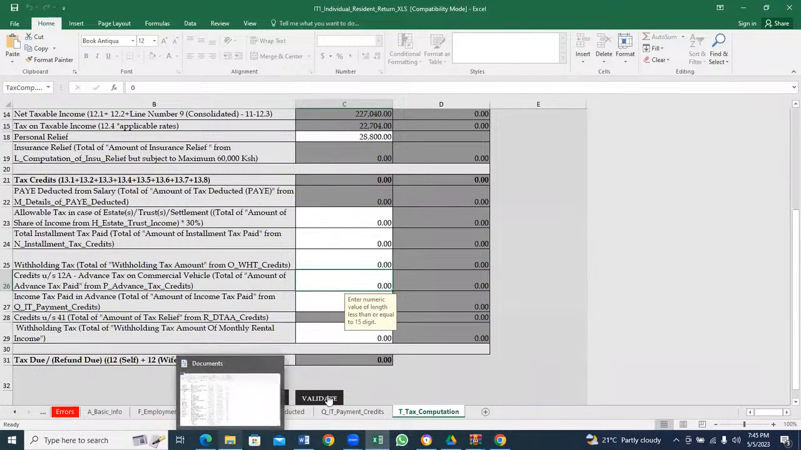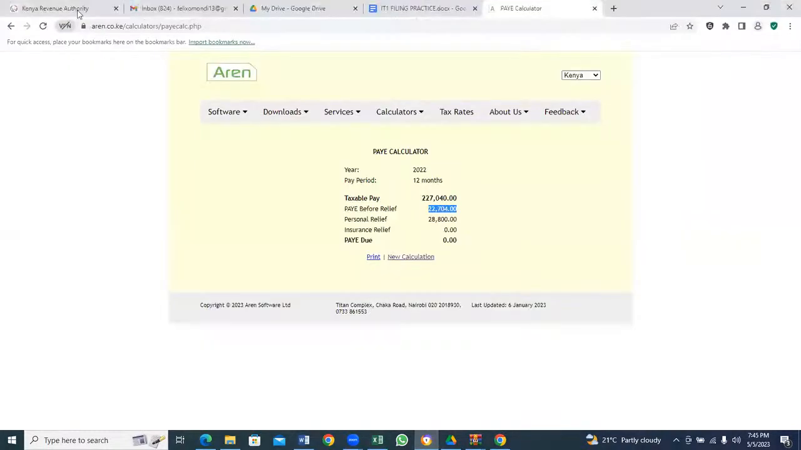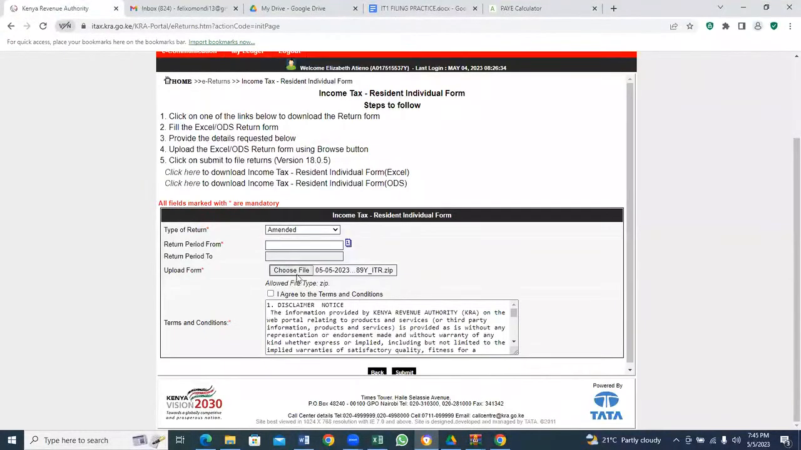So just validate this, alafu upload. Validate, itaenda kwa documents, then upload kwa iTax. Itaenda haraka. Unakuja una upload hapa kwa iTax, una choose file hapa, una upload, una submit. Itakuwa imeenda hivyo. Sawa? Is it okay up to that point?